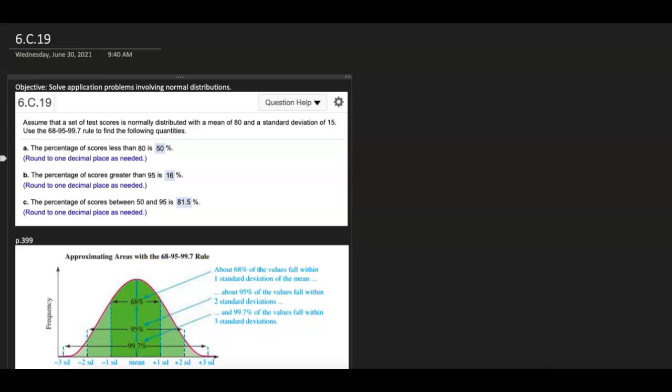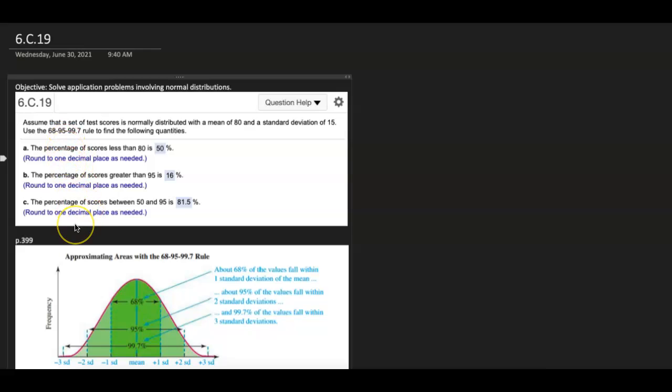Let's solve a problem using the normal distribution. Here we are told to assume that a set of test scores is normally distributed with a mean of 80 and a standard deviation of 15. And we're going to use this 68, 95, 99.7 rule to find the following quantities.